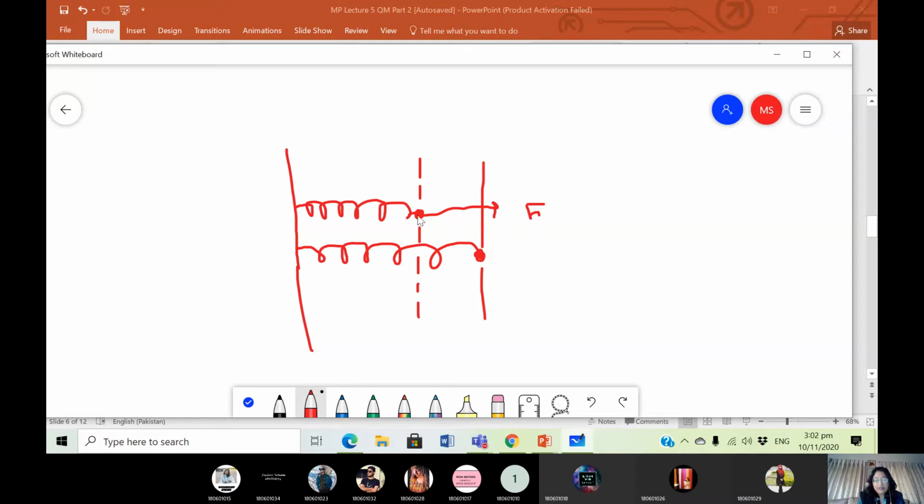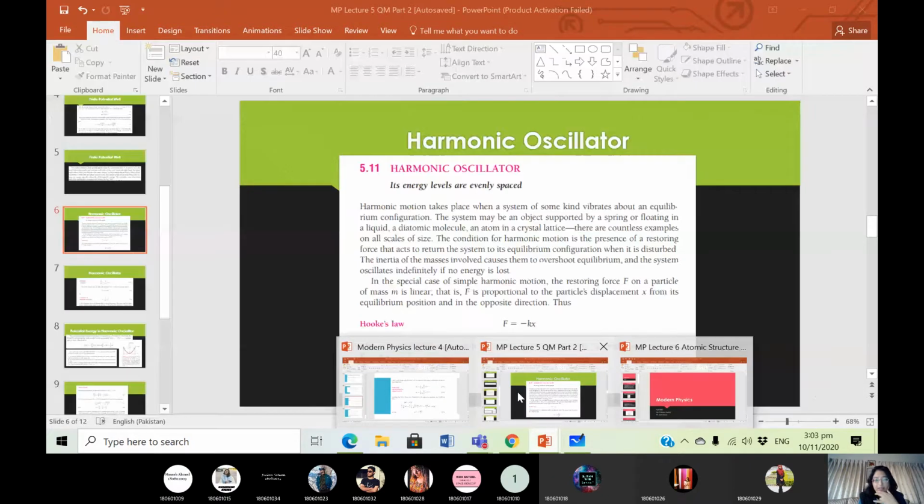When we pull the mass in this direction, for example, a distance A, it's going to oscillate about its equilibrium position, right? Because there's a restoring force that's going to want to bring it back to its equilibrium position. And what is the magnitude of the restoring force? We call it F is equal to kx, where k is a force constant. So let me go back to the slides.